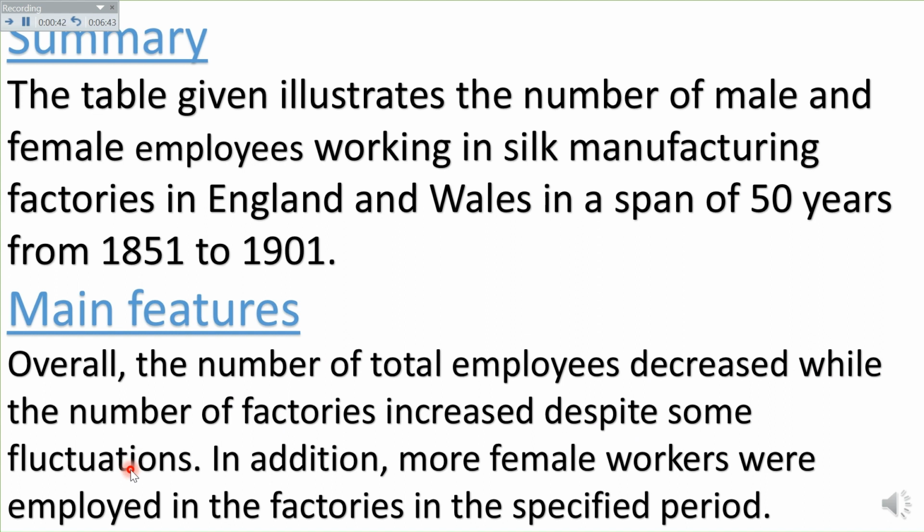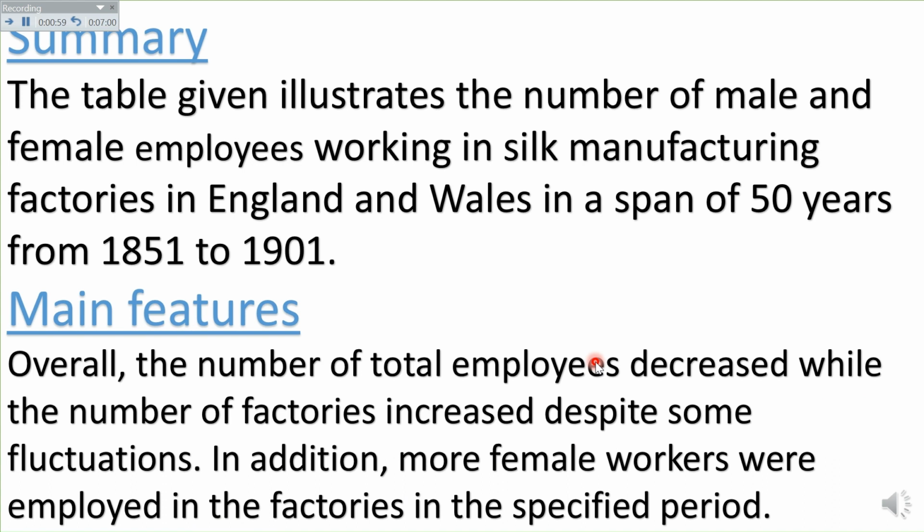We saw that it saw ups and downs. Firstly, it increased in 1861 and then it decreased and then it increased again. In addition, more female workers are employed in the factories in the specified period. So this is the main feature.